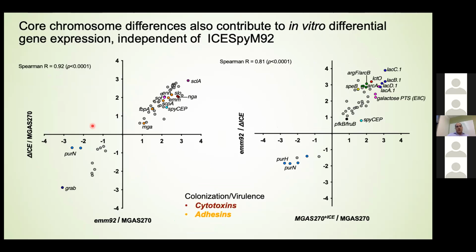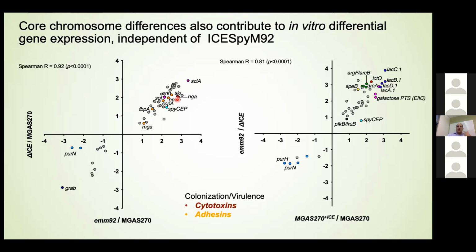And we did. We saw that if we compared, here on the y-axis, the delta ICE transcriptome relative to the MGAS270 transcriptome in vitro, and on the x-axis, the M92 compared relative to the MGAS270 transcriptome, we see a strong correlation in the differential expression of several genes, which include multiple virulence factors: adhesins, such as FbaA and ScpA, virulence factors like M protein, and cytotoxins, such as NGA and SLO.